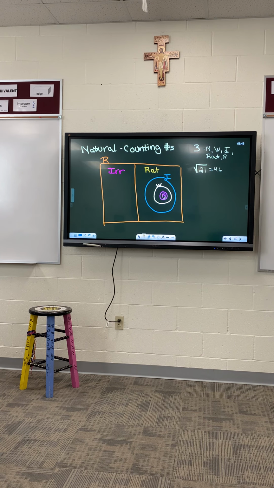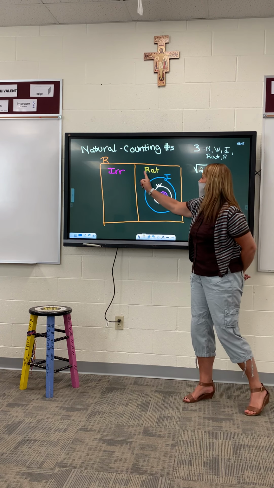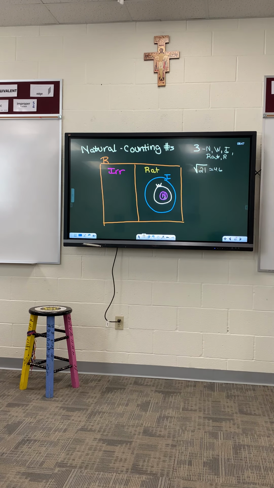It's not a perfect square, is it? Where would it go on the chart? In the rational. Rational? What makes you choose rational? Because it has parts and decimal. It does have parts, so good. It's not any of these, but the question is, is it rational or irrational? Why would you choose rational? Did you forget about the irrational? Yeah.